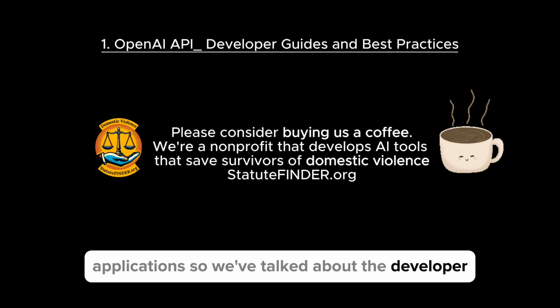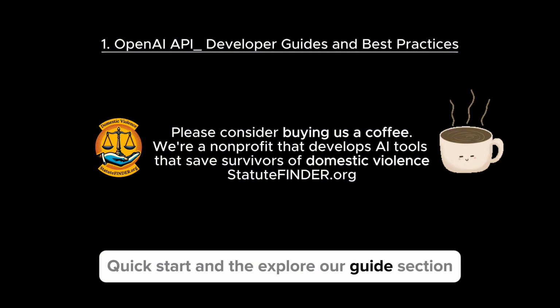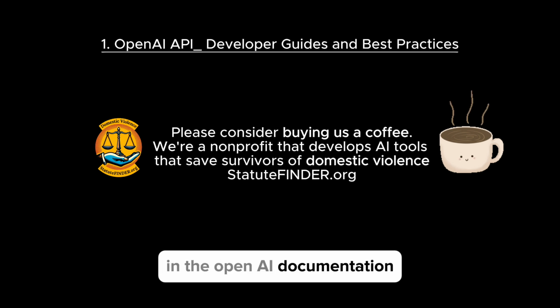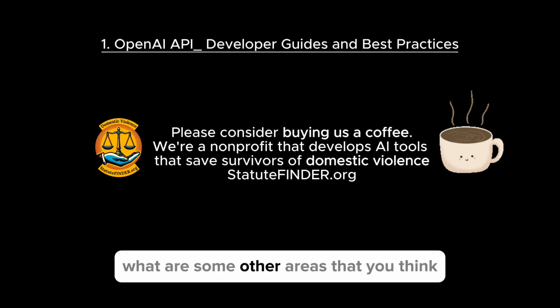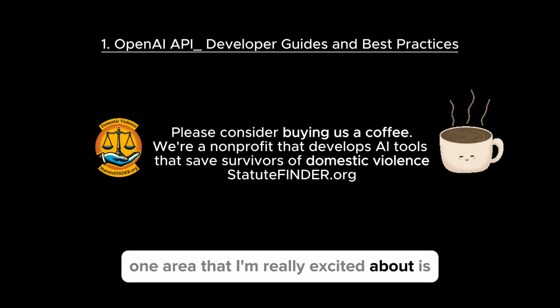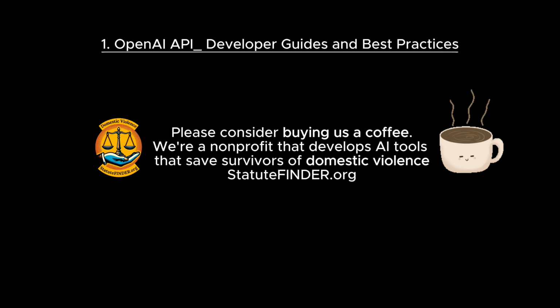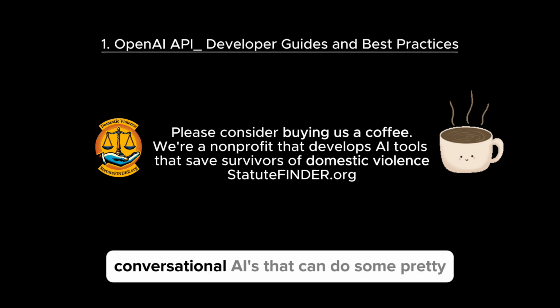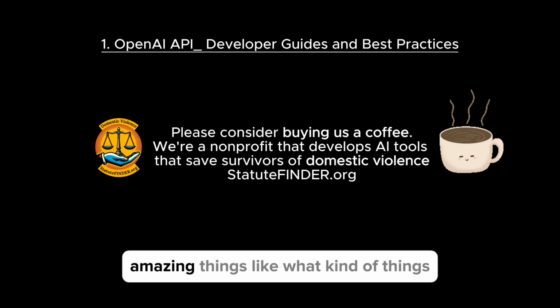So we've talked about the Developer Quickstart and the Explore Our Guide section, but there's still so much more to discover in the OpenAI documentation. What are some other areas that you think our listeners should be aware of? Well, one area that I'm really excited about is the Assistance API. It's a relatively new feature that lets you build conversational AIs that can do some pretty amazing things.